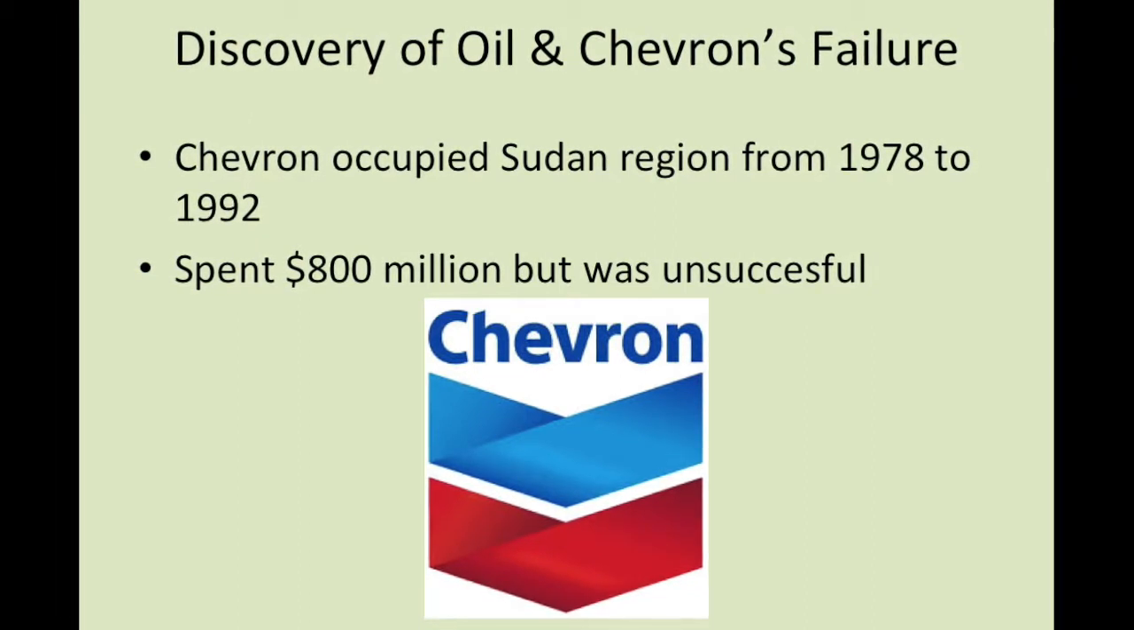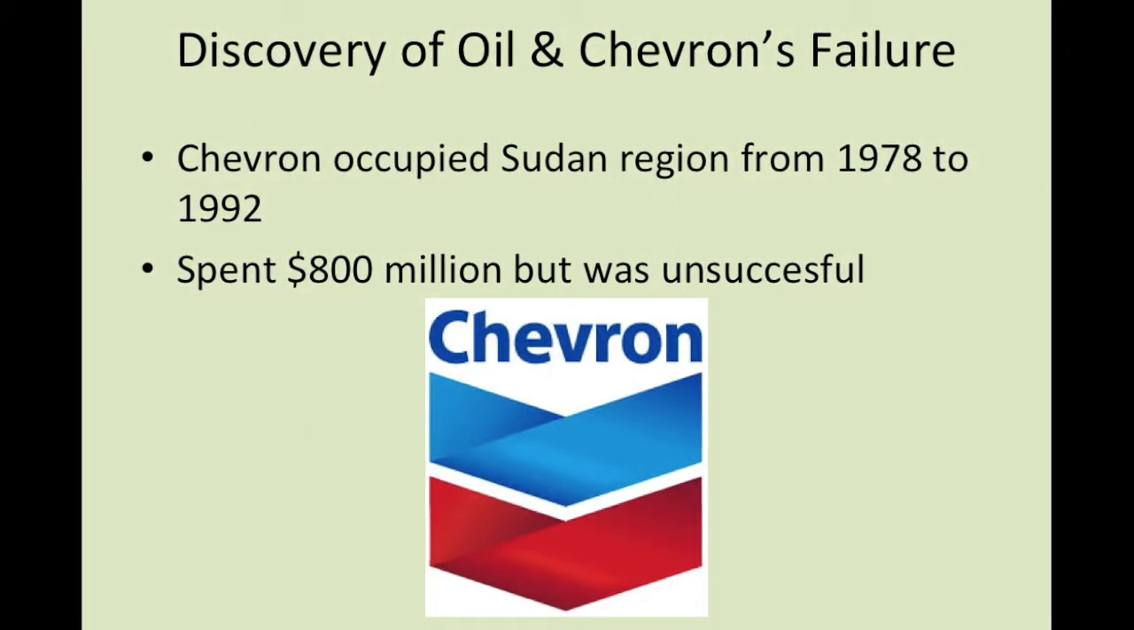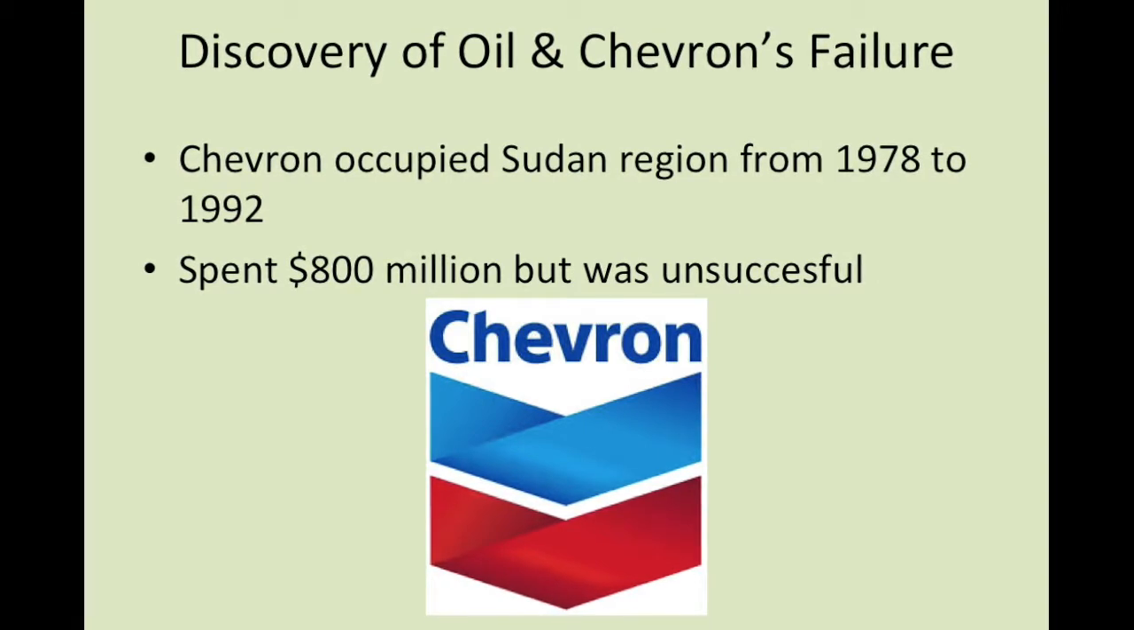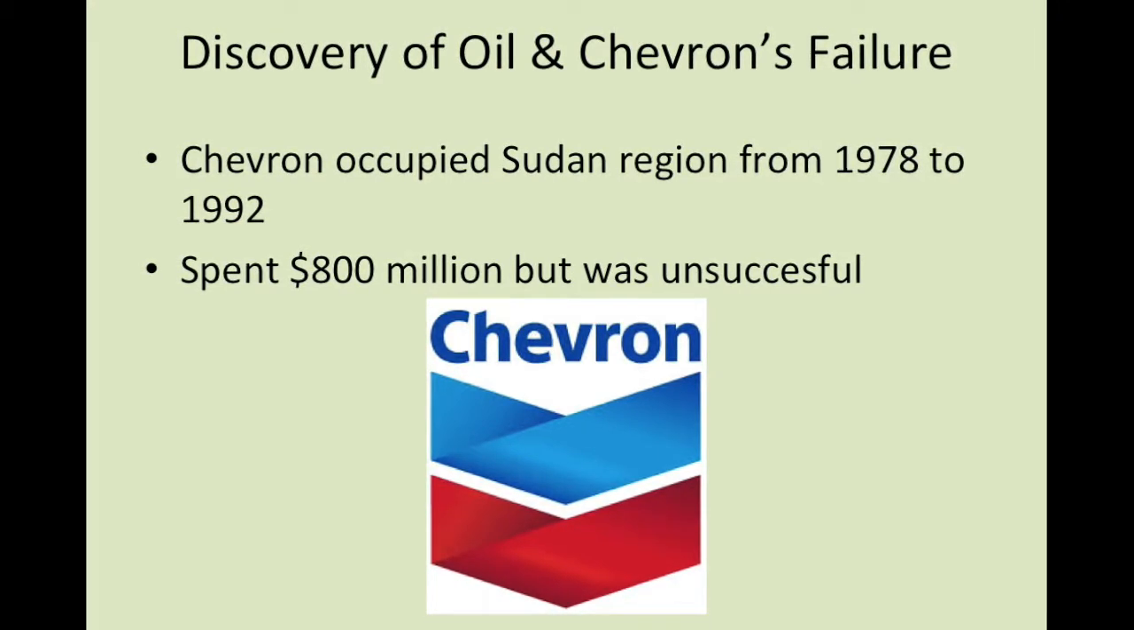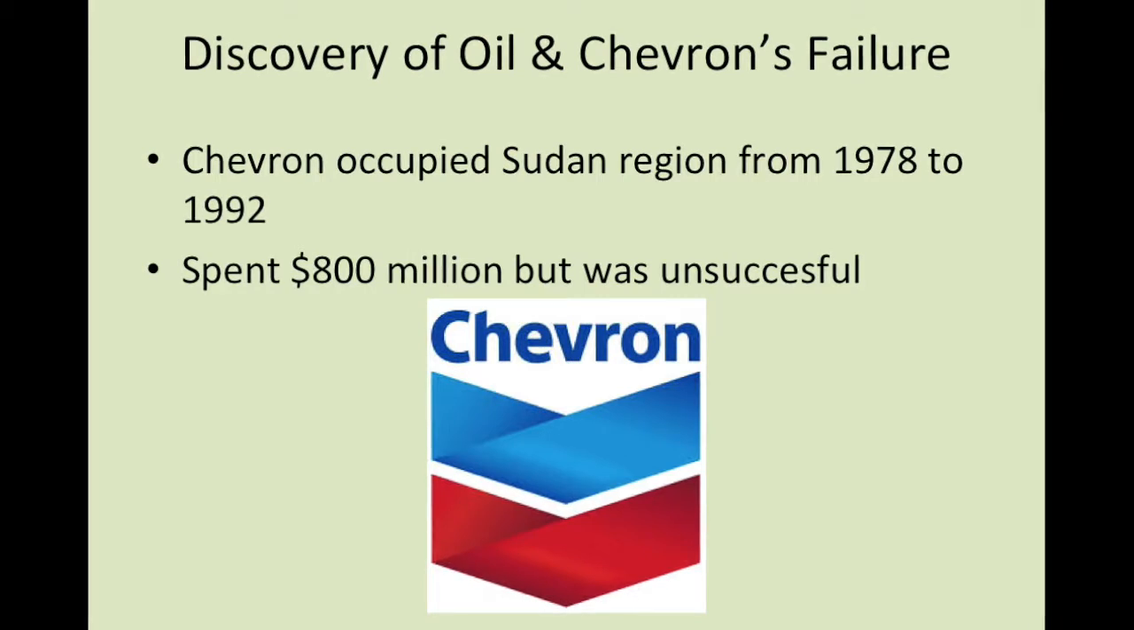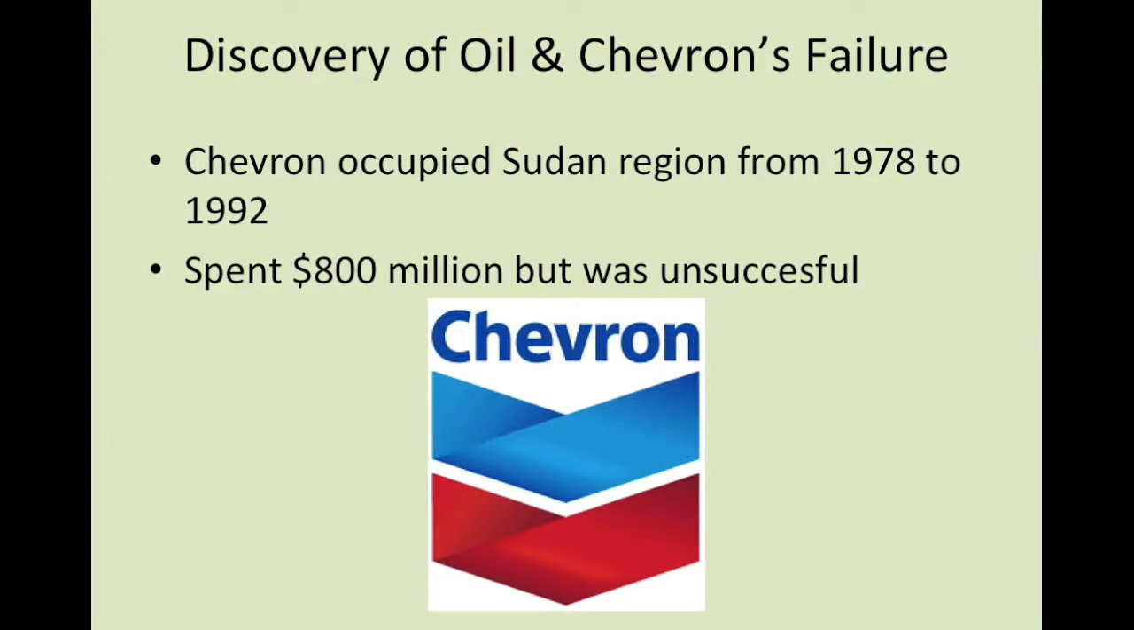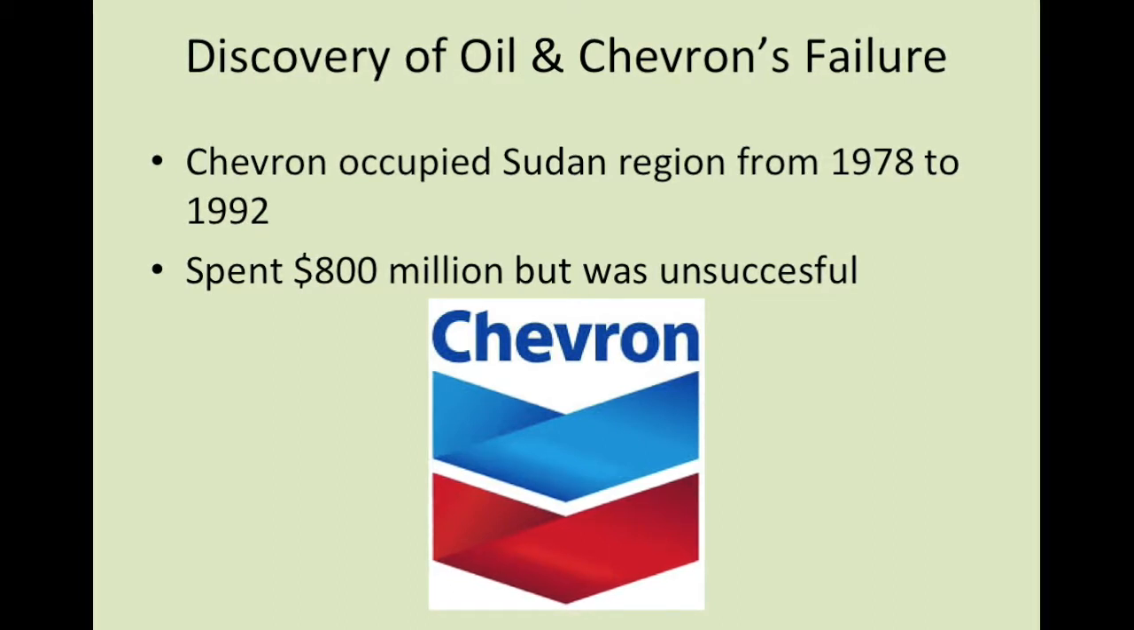Most of the oil fields are on the border of what is now South Sudan. So dispute over who has control over the oil fields has been a long-running battle between the two countries, and because of this, caused the violence in the area. The United States helped support Chevron and South Sudan independence through the years, but even with support from the U.S., Chevron was unsuccessful.